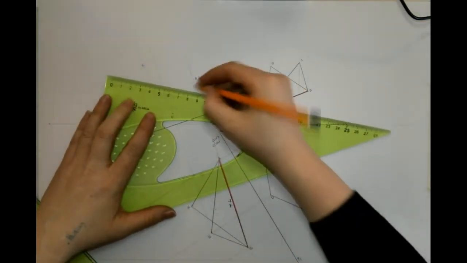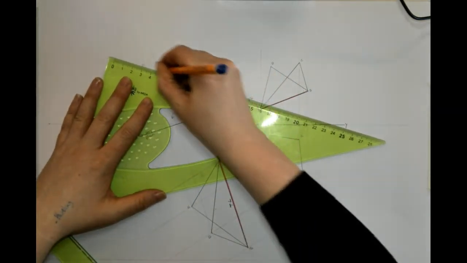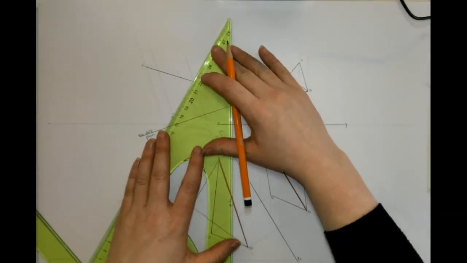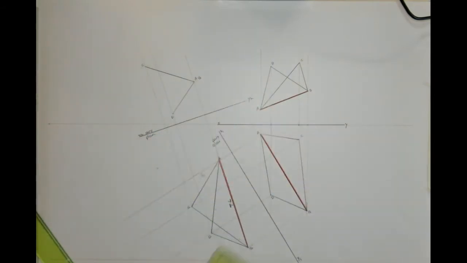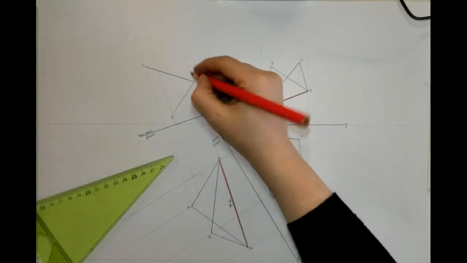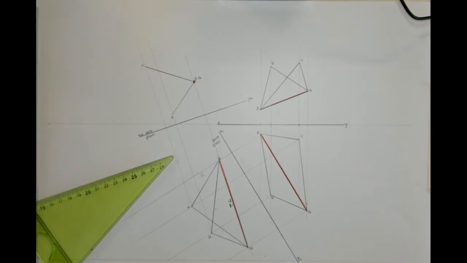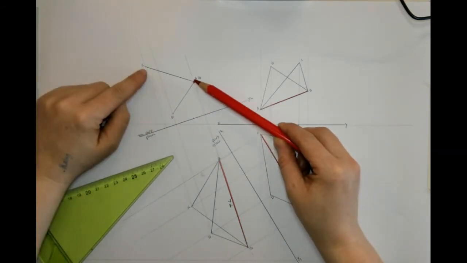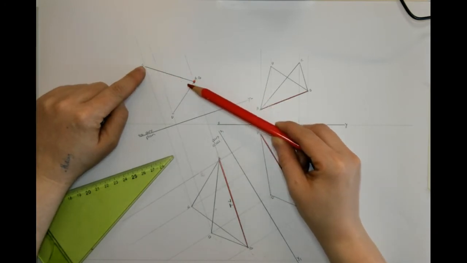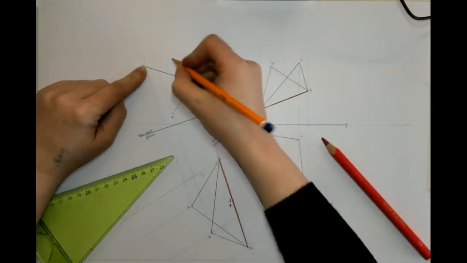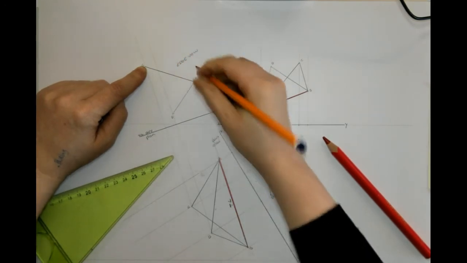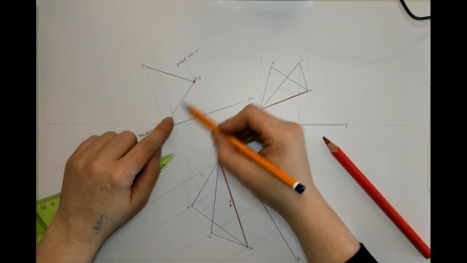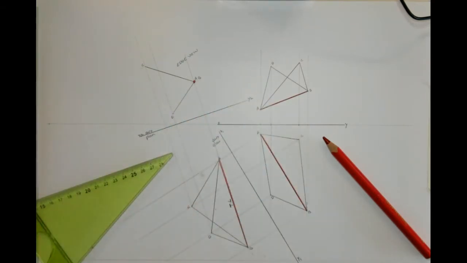Now, I'm just going to join them together. Hopefully we've noticed, lads, that our true length line has become a dot. That's very important. The next thing that's going to be very important is this. My plane ABC has now become a line. We call this an edge view. So we have an edge view here. We also have the plane ABD is also an edge view, which is brilliant.